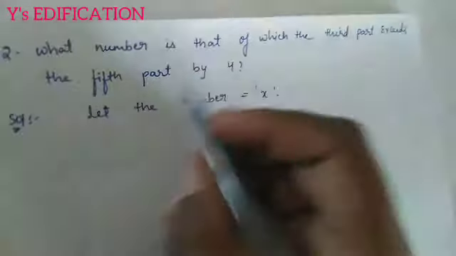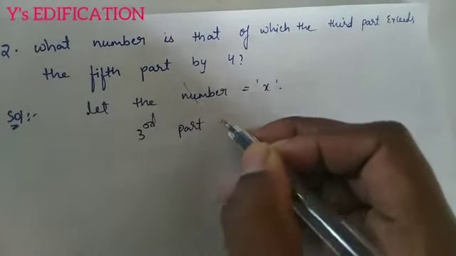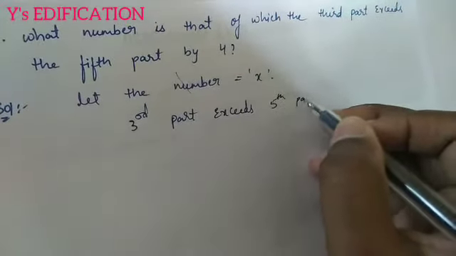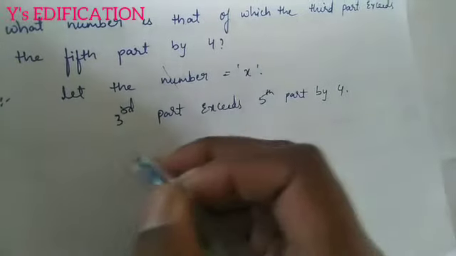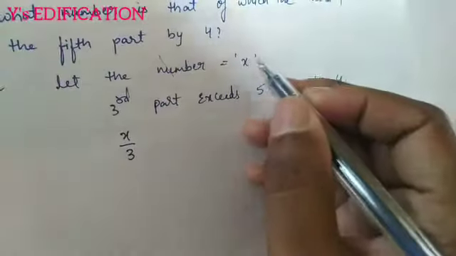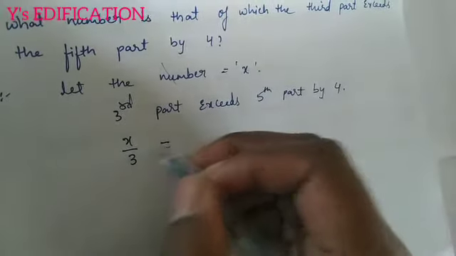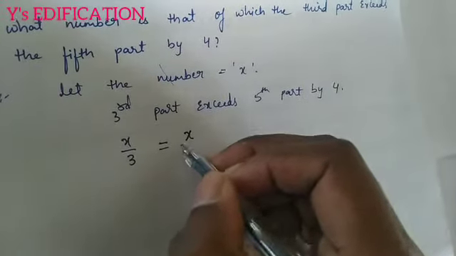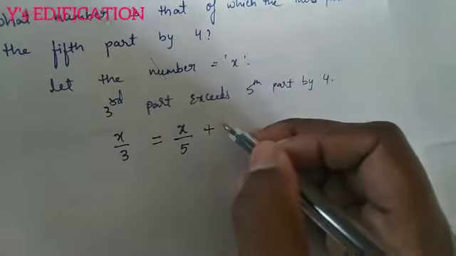So what are they saying? Third part exceeds fifth part by 4. Third part exceeds fifth part by 4. Third part means x by 3. So okay, third part in a number. So x by 3 exceeds fifth part means x by 3 is equal to, exceeds the fifth part, that means x by 5. By what number? Plus 4.